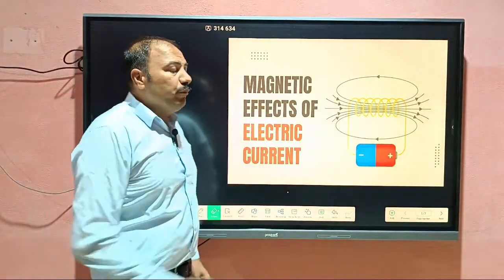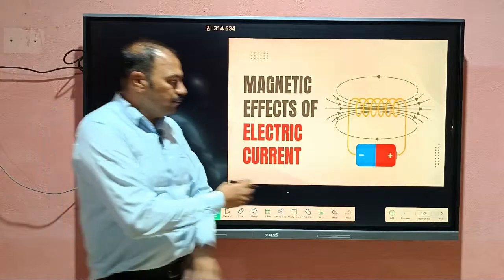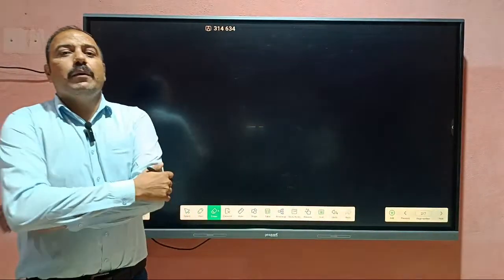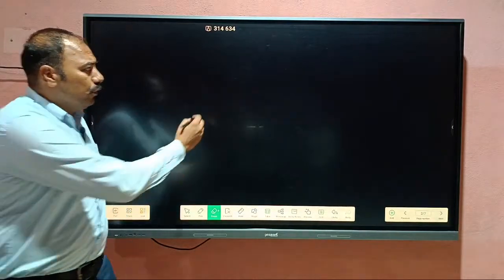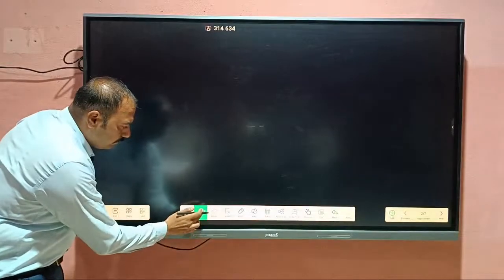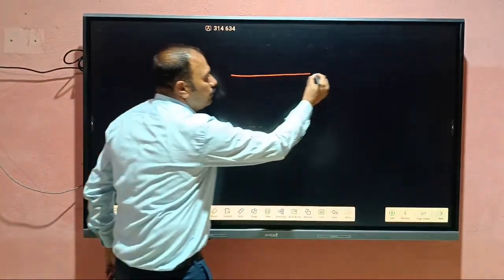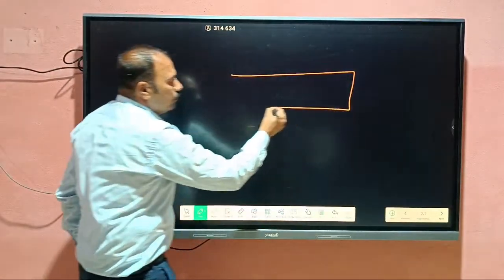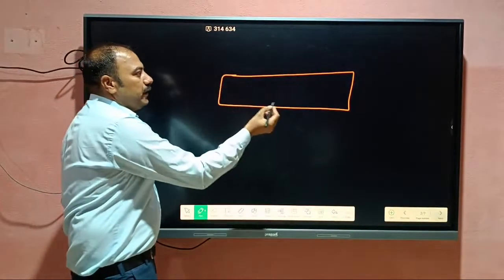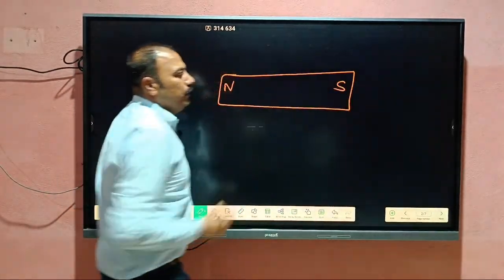Physics. So in the previous lecture, we studied the magnetic field lines. So what are magnetic field lines? First of all, we make a figure. So this is a magnet. This magnet consists of two poles. This is north and this is south.